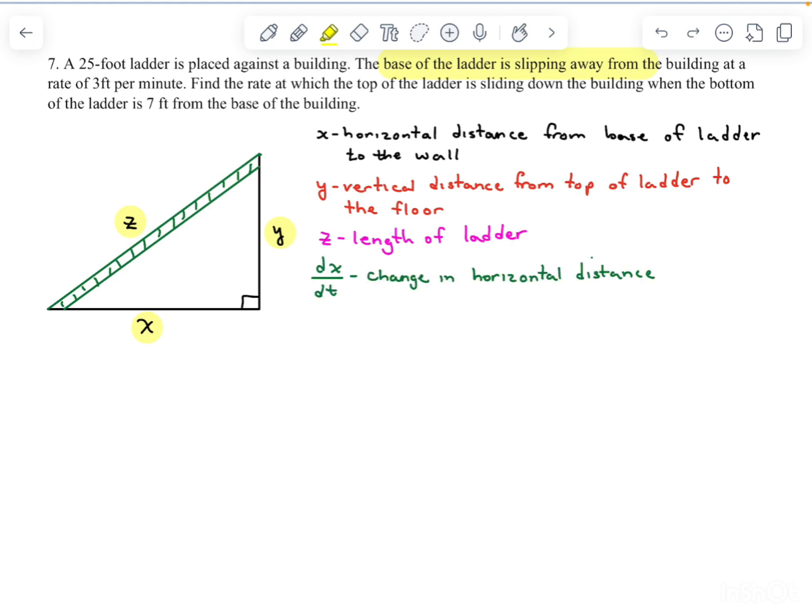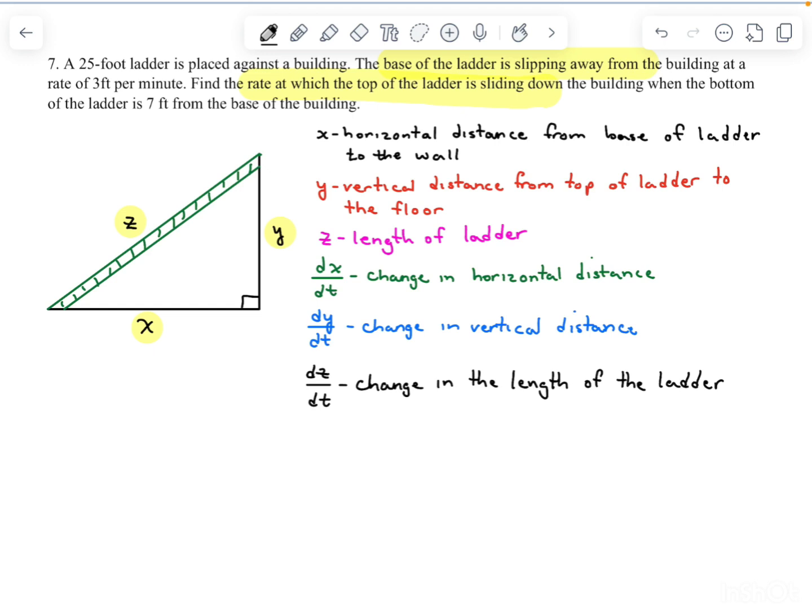The second quantity is the rate at which the top of the ladder is sliding down the building. This is a change in the vertical distance, which is also represented by a derivative, which we will call dy/dt. The other quantity we will need is dz/dt, which is the change in the length of the ladder.